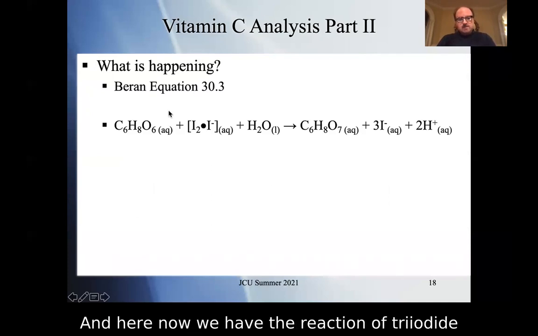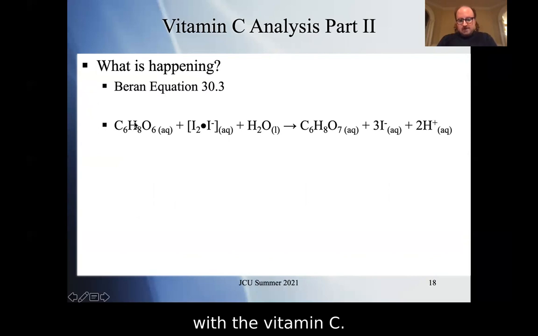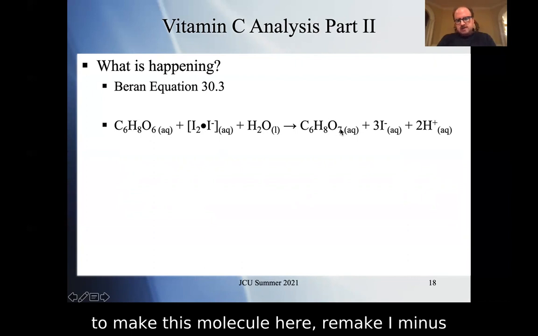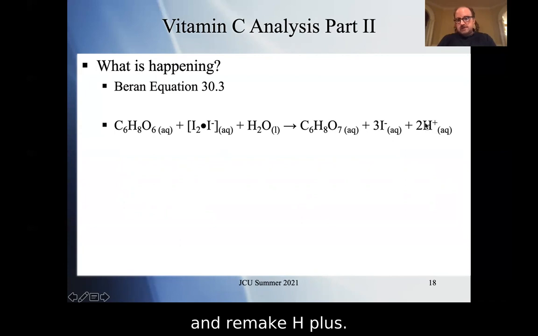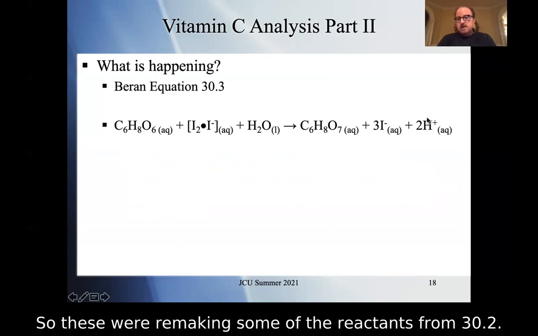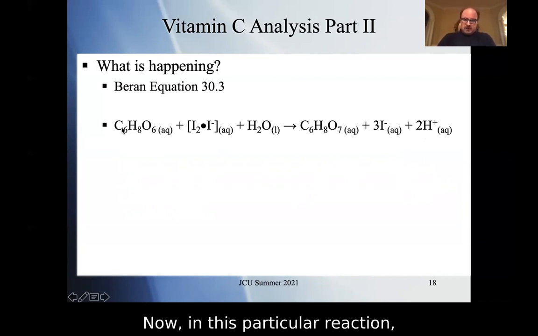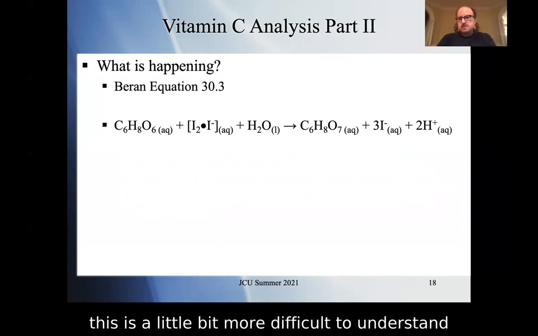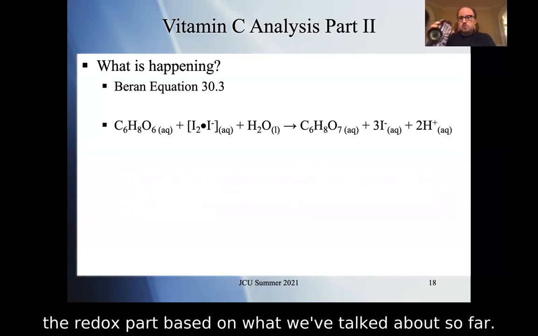And here now we have the reaction of triiodide with the vitamin C. So this is vitamin C, triiodide, and water because we're in aqueous solution, to make this molecule here, remake I minus and remake H plus, right? So we're remaking some of the reactants from 30.2. Now, in this particular reaction, because this is a carbon-based molecule, this is a little bit more difficult to understand the redox part based on what we've talked about so far.